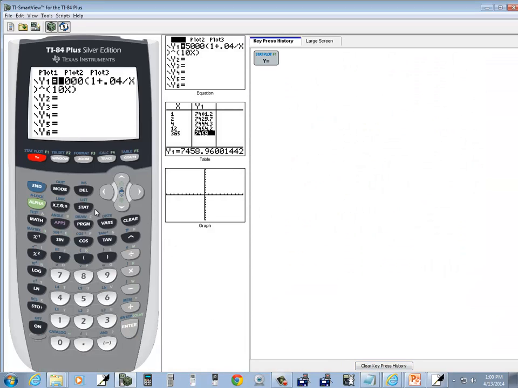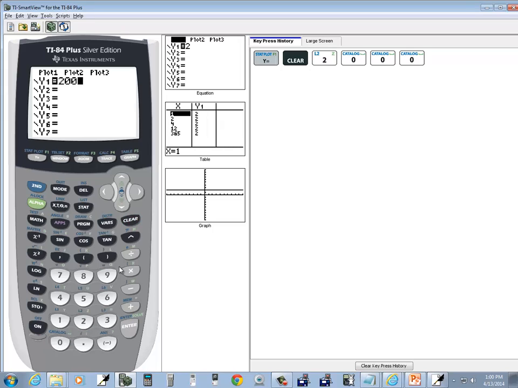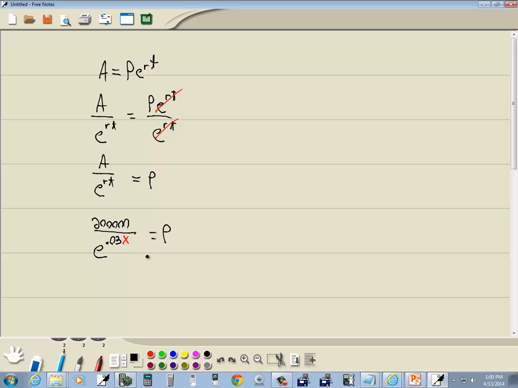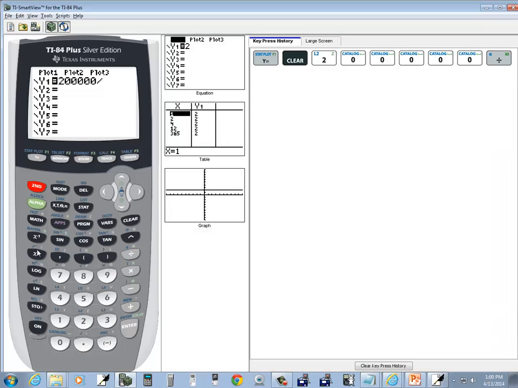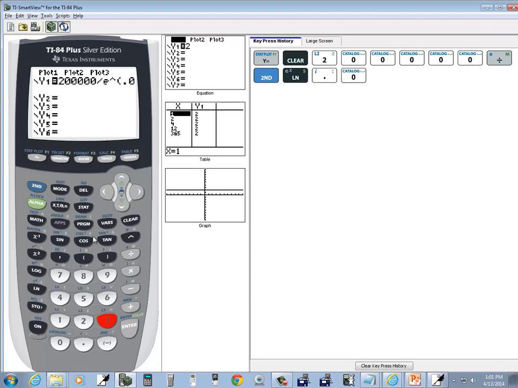So press my Y equals, press clear. I do 200,000 divided by E. So I do second ln, natural log. It puts an E, puts a caret, puts a beginning parenthesis. So now I'll put in 0.03x. And I'll put a closing parenthesis, though you don't have to have it.